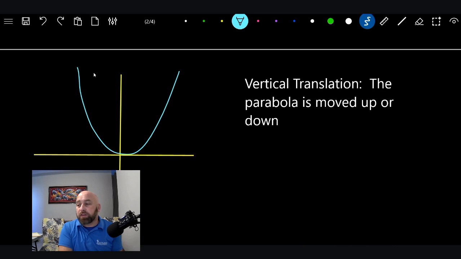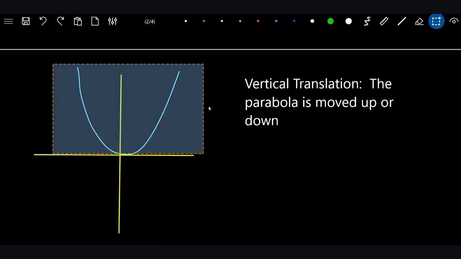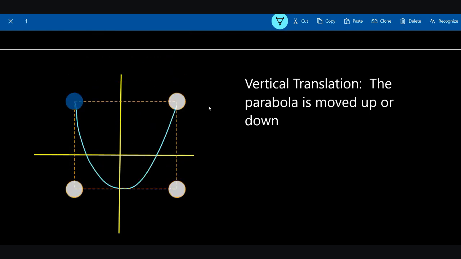Okay. The next way is the vertical translation. So that was vertical reflection. This is vertical translation. What does that mean? Well, in vertical translation, here's what happens to it. Let me see if I can do this. I think I can do this. I think this will work. All right, good. So what it does is it moves it up or down.